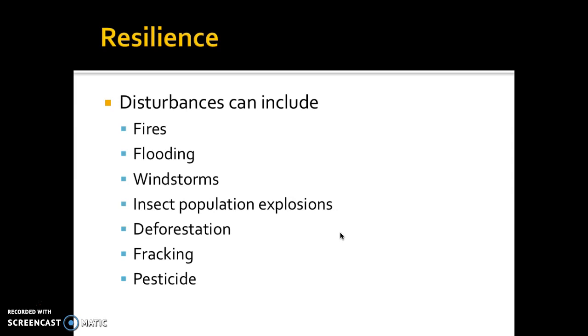A flood or fire, those might be naturally occurring. Windstorms could be naturally occurring. Insect population explosions could be naturally occurring, or could have some conditions created by man as well that would lead for that to happen, such as a release of a population of insects in an area. And then there's stuff that is definitely associated with human influence, like deforestation, fracking, and pesticides.